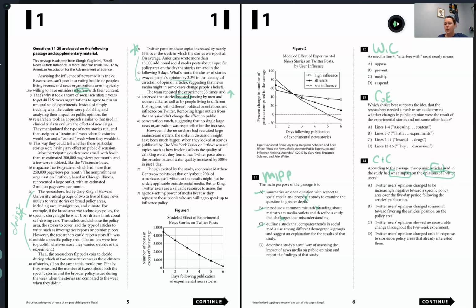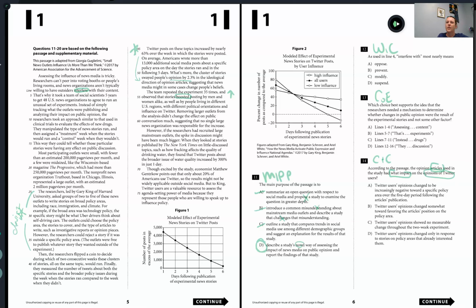Describe a study's novel, or new, this just means new, way of assessing the impact of news media on public opinion. Yes, this feels more accurate. And report the findings of that study. So the focus here is on news media and what their stories do to public opinion. That's the entire premise of the article.